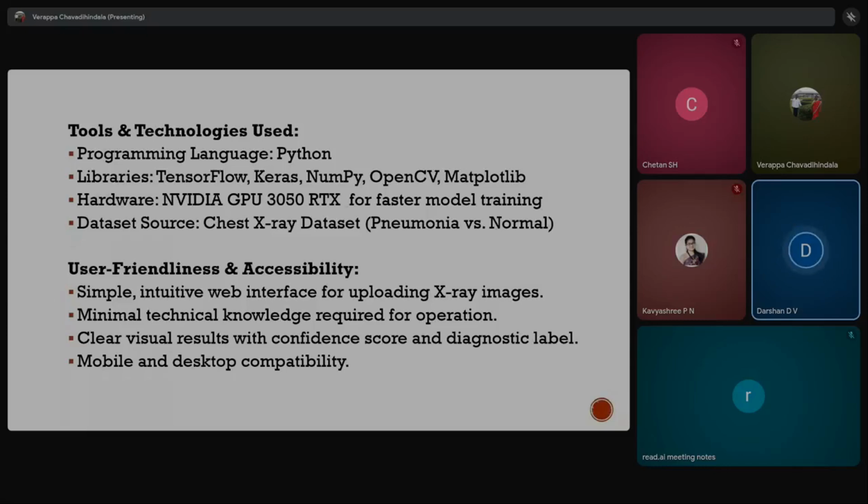Next, user friendliness and accessibility. The system is designed to be simple, where the user can upload X-ray images, and the model automatically provides a diagnosis along with a confidence score. It works smoothly on both desktop and mobile. It requires very little technical knowledge to operate.